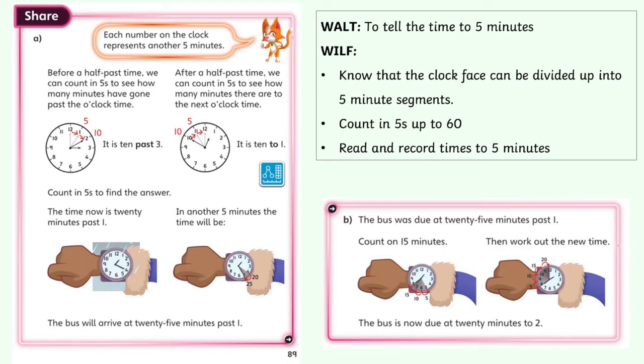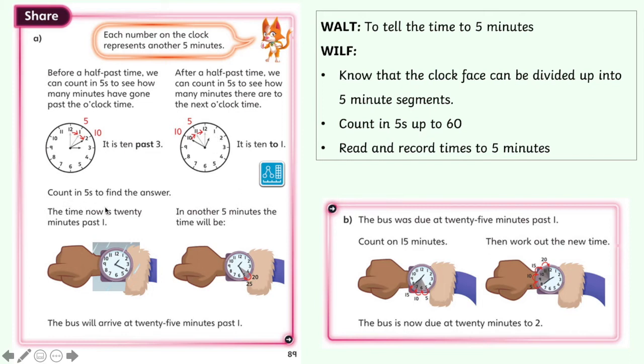Before we get to a half past time, we can count in fives to see how many minutes have gone past the o'clock time. So here you can see we've gone 5, 10 minutes past 3 o'clock. However, when we get to after a half past time, so that's when the minute hand has gone past the number 6, we can count in fives to see how many minutes there are until the next o'clock time. So here, the minute hand is all the way up here pointing at the number 10, and we've got 5, 10 minutes until the next o'clock, which will be 1 o'clock.